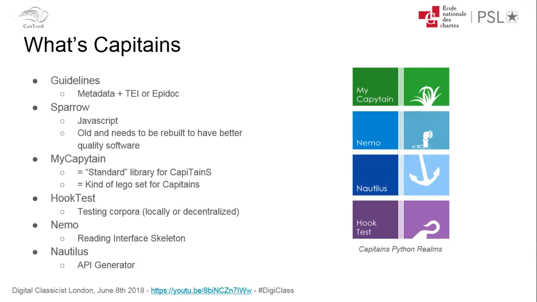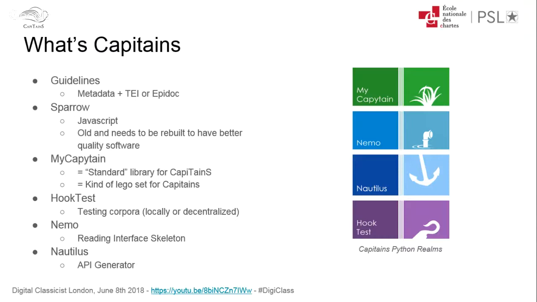Sparrow, which was the first piece of software we built, is a JavaScript library to handle CTS APIs. It is unfortunately in really bad shape, exactly because it was the first thing we built. So this is something we have been looking at reworking completely from the ground up for the past year or 2. Unfortunately, there are many more things to do before going back to Sparrow.